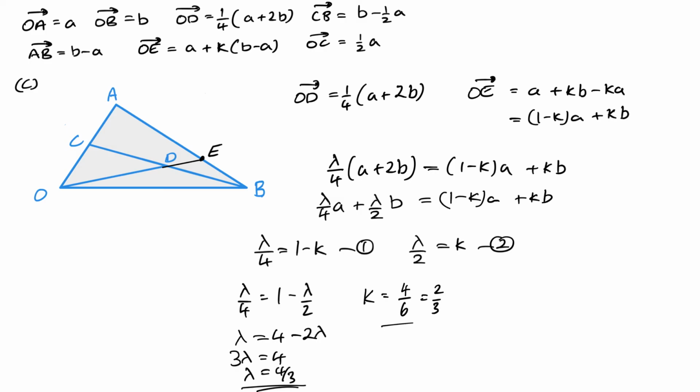And we can use either of these answers then to find out OE. If I look up here, this vector here and this vector are both OE, because this is the extension of OD and this is the OE from earlier. So either value I can use to get my OE, but vector OE is going to be, I'm going to use the K, so 1 minus 2 thirds is 1 third A plus 2 thirds B. Okay, and I get exactly the same answer if I use the lambda.